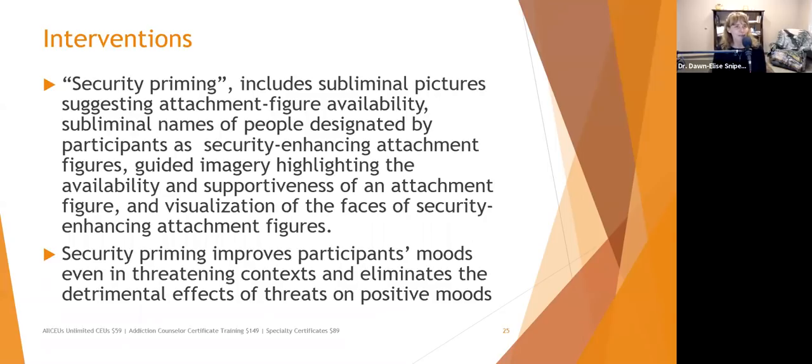Well, we can help clients use guided imagery. We can help them imagine that person being there for them. We can help them envision times when that person has been there for them in the past. It's happened. Let's focus on those times. Let's remember when that person was there. And we can help them visualize the faces of security-enhancing attachment figures in their mind's eye. We can also have them include pictures of these security-enhancing attachment figures on their mobile devices, pictures in their room, where they can regularly see these loving, secure faces around and feel a sense of comfort and warmth and all that stuff. Security priming has been found to improve participants' moods even in threatening contexts, and limits the detrimental effects of threats on positive moods.